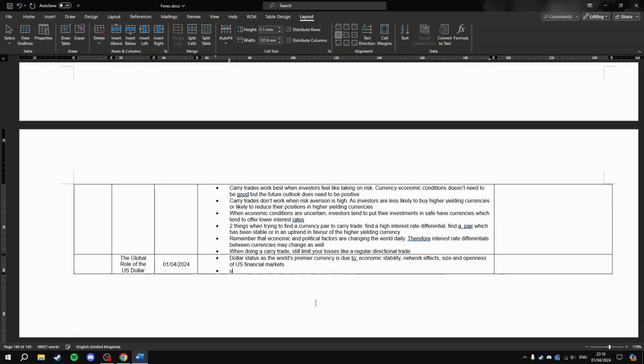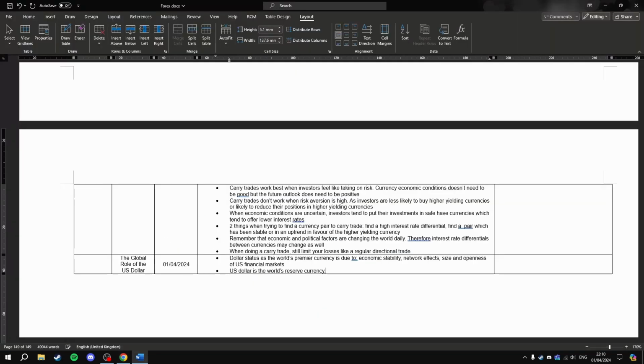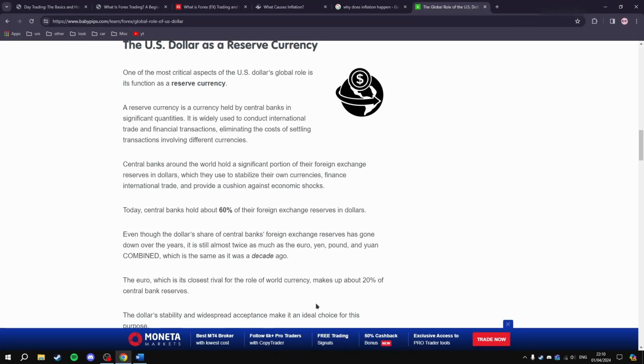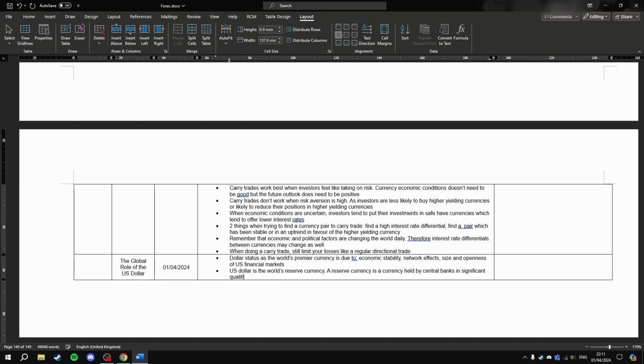Right, the US dollar is the world's reserve currency. A reserve currency is a currency held by central banks in significant quantities.